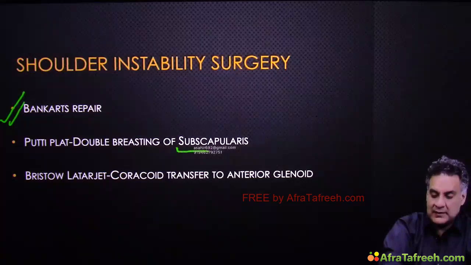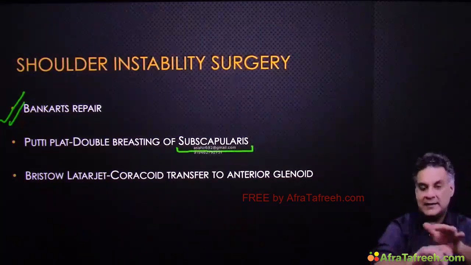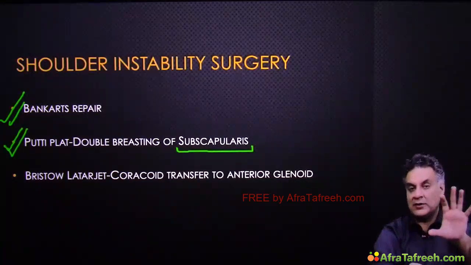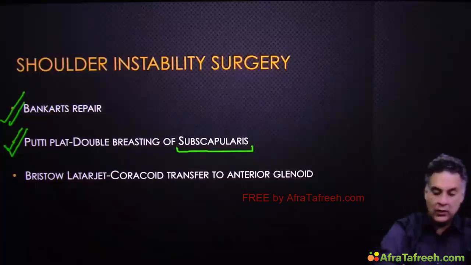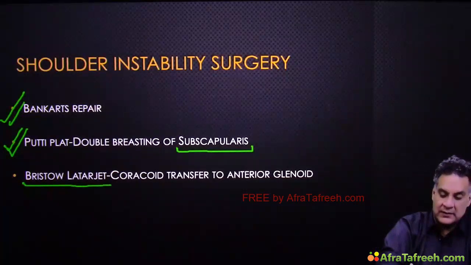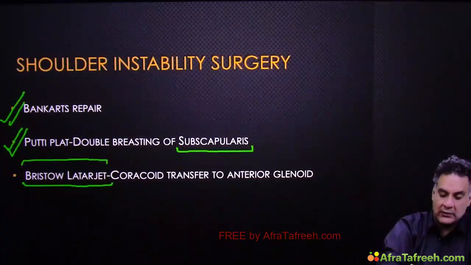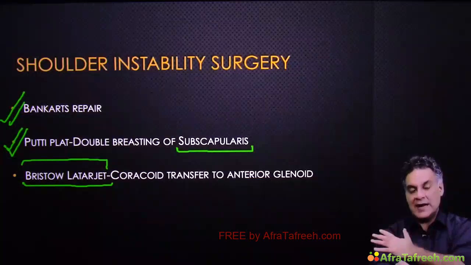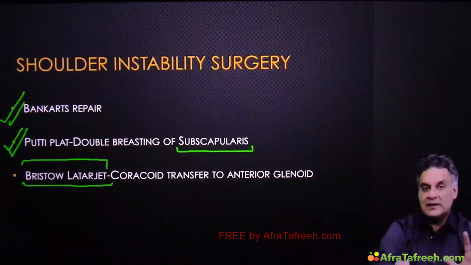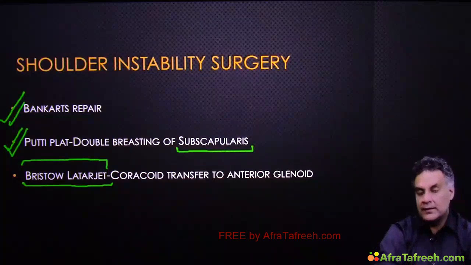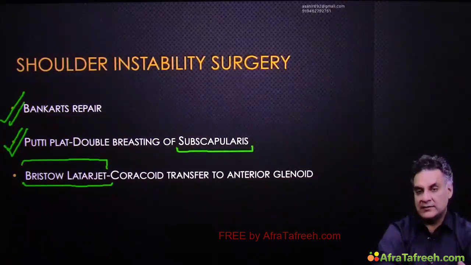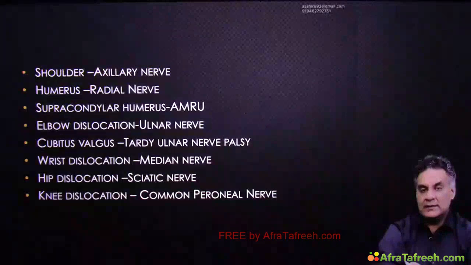Subscapularis, a very important muscle around the shoulder. Overlap and tighten it. It will act like a closed door mechanism and will not allow the head to come out. Or the Bristow-Latarjet procedure, where the coracoid along with its attachment is fixed to the anterior part of the glenoid and will act as a check. So these are three methods which you should know. Coracoid and subscapularis they love. That's why I included a procedure related to them. Bankart's is the commonest.